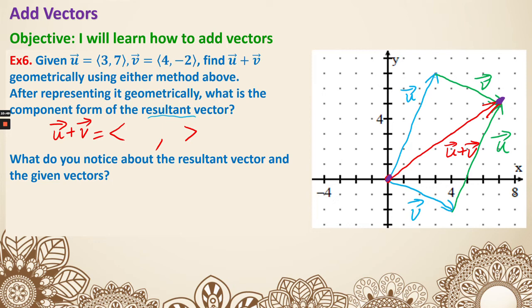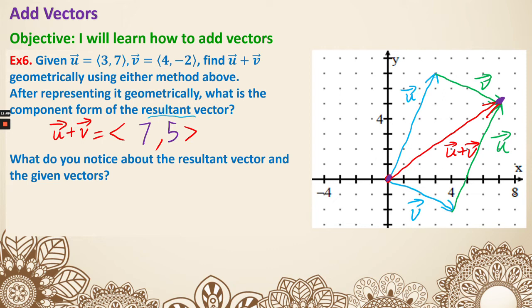It is ending at this point, which is 7, 5. So all you need to do is write down the 7, 5, just like an ordered pair, but then make sure you use the pointy brackets to represent the component form. Next question is something for you to consider. What do you notice about the resultant vector and the given vectors?